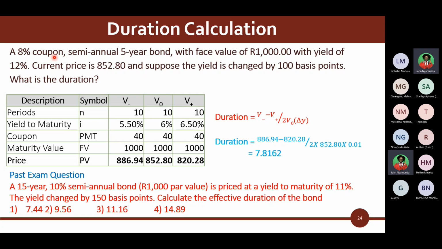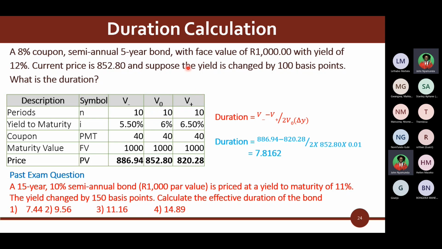An 8% coupon, semi-annual 5-year bond with a face value of 1,000 with yield of 12%. Current price is 852.8. And suppose the yield is changed by 100 basis points. What is the duration? All we will need to do is to plug all these numbers into this formula.